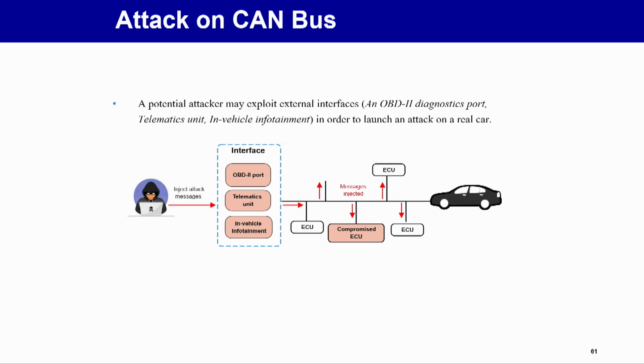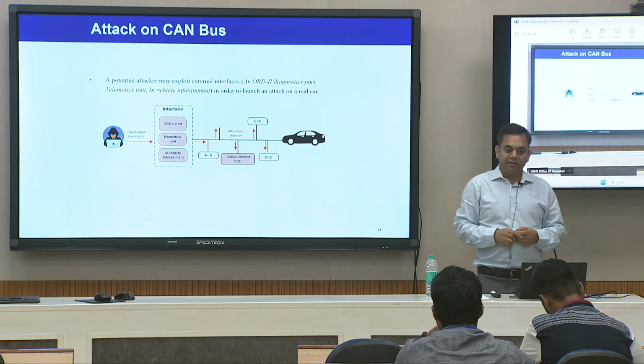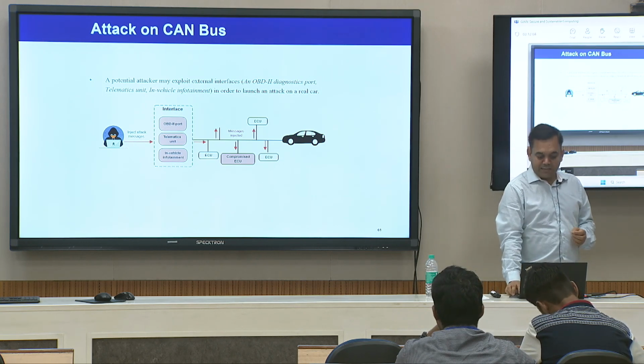Let's say this is a car, and there are a lot of electronic control units in it. The CAN bus in the car can be connected with some external interface, and these can be the external interfaces. With the OBD2 port, an attacker can send a message to an electronic control unit that might be compromised, like I said, maybe it's the steering control, the brake or the acceleration. So those things are not going to happen. This is how the attack can be done.